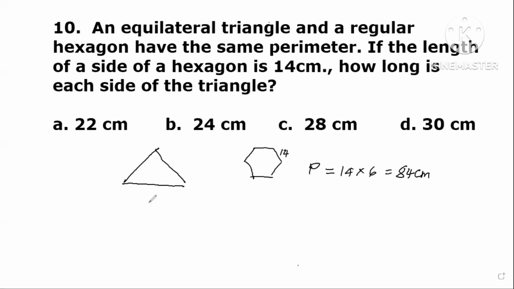Now, the triangle and the hexagon have the same perimeter. So, if the perimeter of the hexagon is 84, then 84 din ang perimeter nito. Okay? Now, since this is an equilateral triangle, if the length of each side is x, all we need to do is to divide 84 by 3, diba? So, 84 divided by 3 is equal to 28 centimeters. So, the answer is letter C.